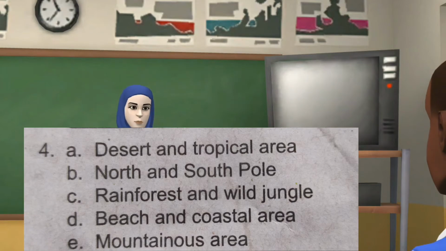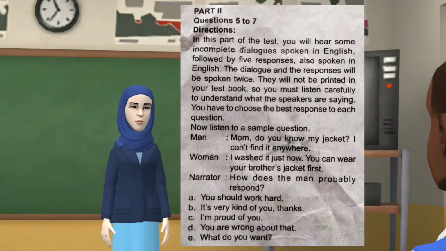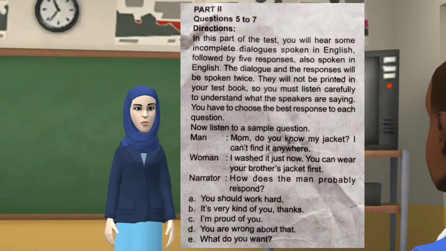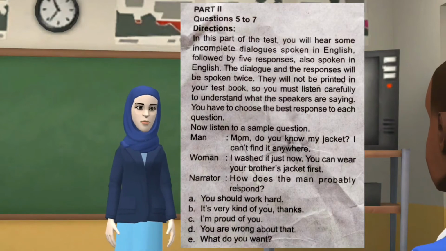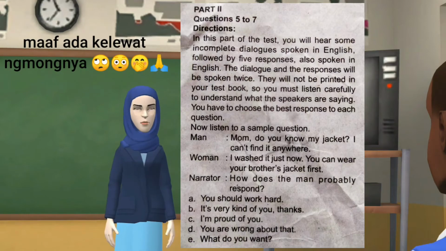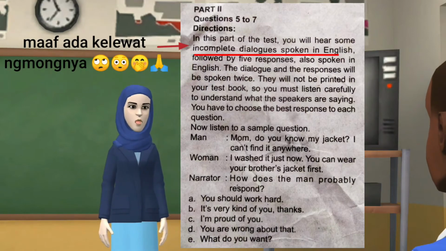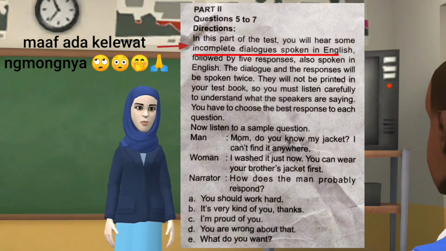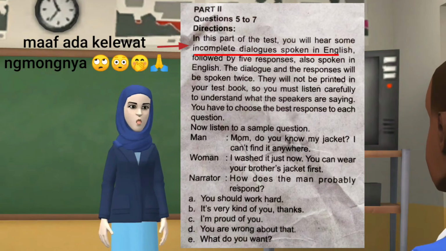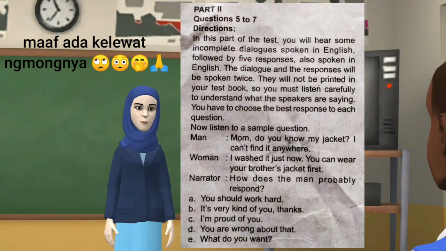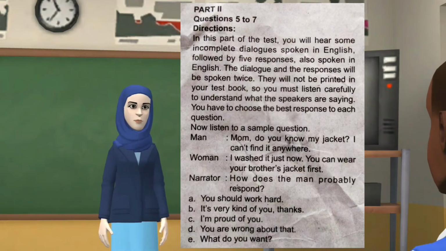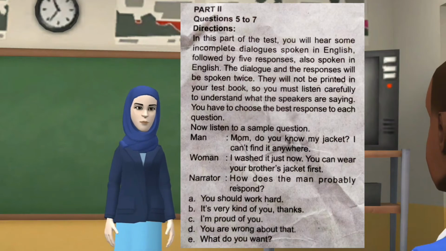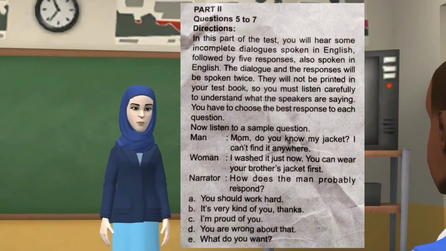Part 2. Questions 5 to 7. Directions. In this part of the test, you will hear some dialogues followed by 5 responses, also spoken in English. The dialogue and responses will be spoken once. They will not be printed in your textbook, so you must listen carefully to understand what the speakers are saying. You have to choose the best response to each question. Now, listen to a sample question.